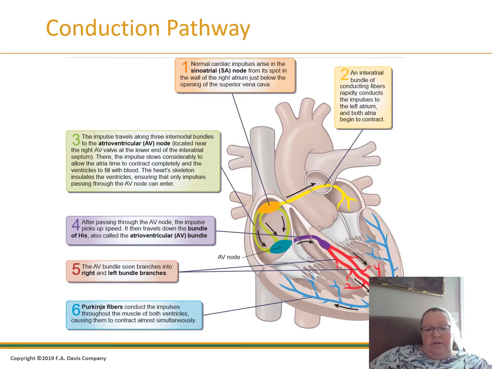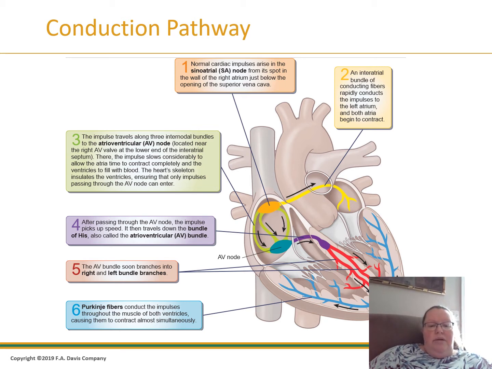Here it is. All right. So the SA node is up by the right atrium. It's from its spot in the wall of the right atrium, just below the opening of the superior vena cava. And an atrial bundle of conduction fibers rapidly conducts the impulses to the left atrium, and both atria begin to contract.